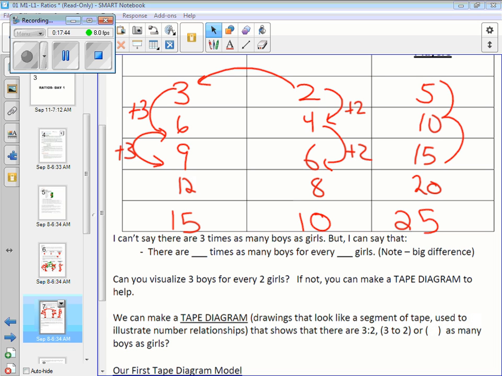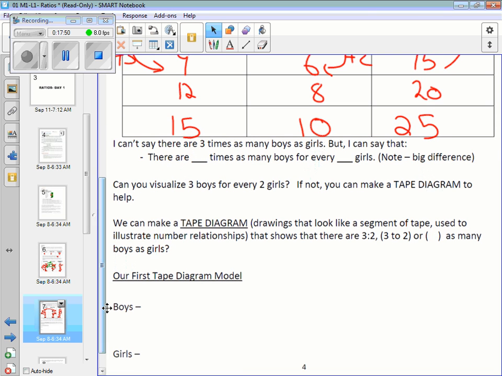Okay, in this example, I cannot say that there's 3 times as many boys as girls because that would be a 3 to 1 ratio. I can say that for every 3 boys, there are how many girls? Right. There are 3 boys for every 2 girls. I'm going to show you another way that you can do this called tape diagrams.